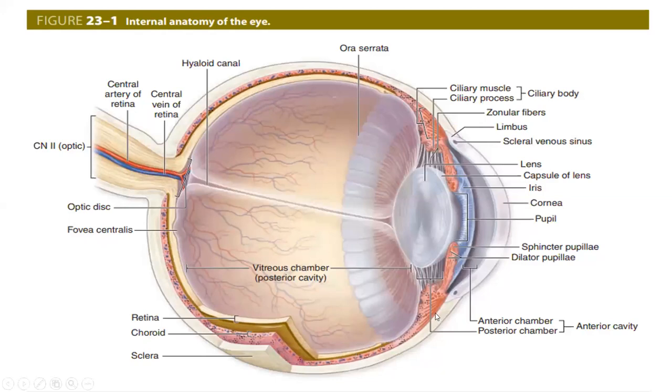In addition to these three layers, you are able to see other structures. For example, this one is the lens, and in front of the lens you can see this space. The space in front of the iris is the anterior chamber, and behind the iris is the posterior chamber, and this is filled with aqueous humor. The aqueous humor is a part of the refraction media.